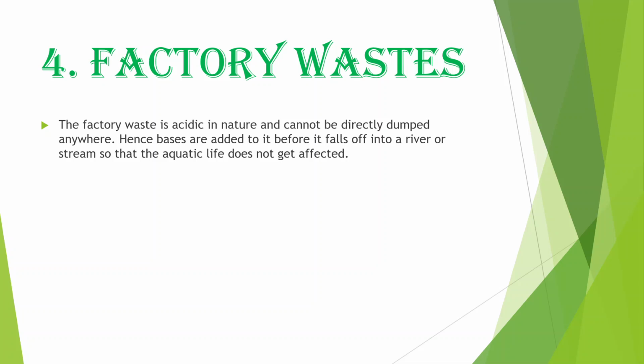Factory waste. The factory waste is mainly acidic in nature and cannot be directly dumped anywhere. If it is dumped anywhere, then the place where it is dumped will become acidic and harm the surrounding environment. Hence, bases are added to it before it falls into the rivers or streams so that the aquatic life does not get harmed. So children, by this we are ending this chapter.